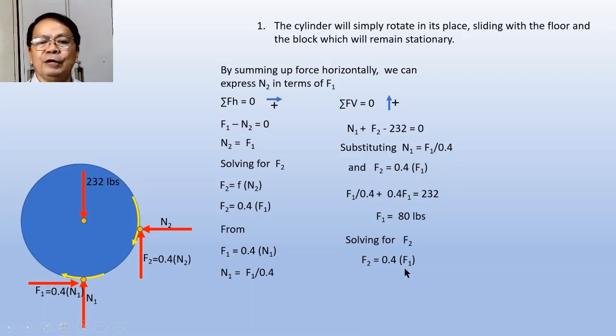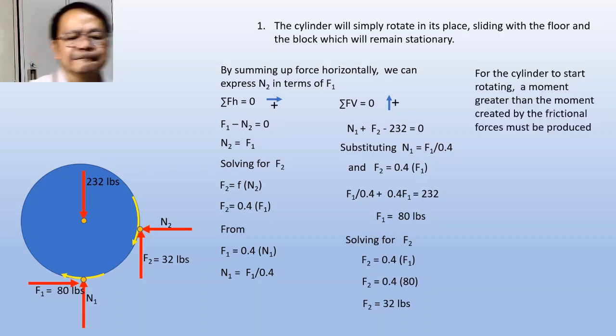Substitute natin yung value ng f sub 1, which is equal to 80. And therefore, our f sub 2 becomes 0.4 multiplied by 80. And that f sub 2 shall be equal to 32. Now, ipakita ngayon natin itong f sub 1 at f sub 2 in this FBD. Ito ngayon yung ating f sub 1 na ang value ay 80 at itong ating f sub 2 ang value naman ay 32.